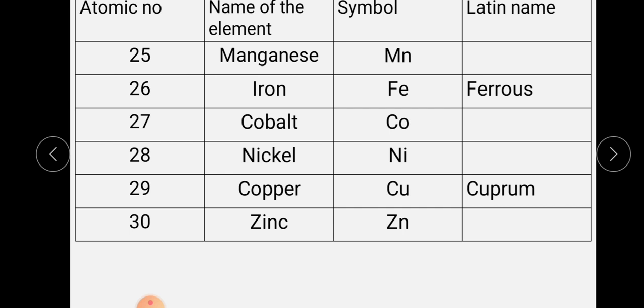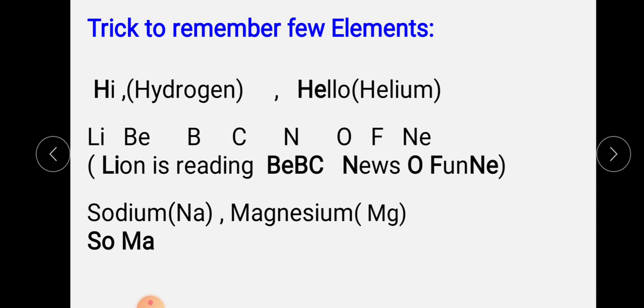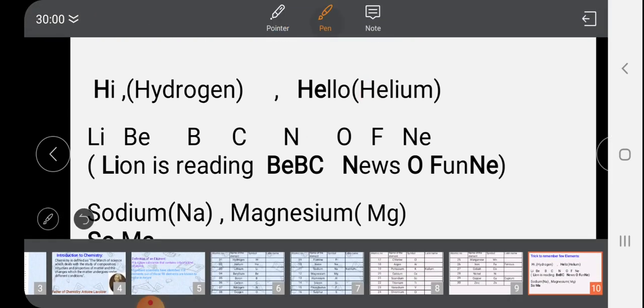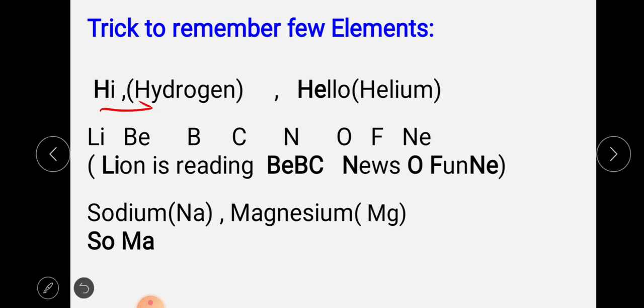Next concept is how to remember these elements. It will be difficult to remember the elements, so I made a trick to remember them easily. Here is a short story I'm going to tell you. Hi, hello means first letter, first symbol, and second element: hydrogen and helium. Hi, hello. Lion is reading BBC News. You heard that? Usually human beings read the news nowadays, but here a lion is reading the news.